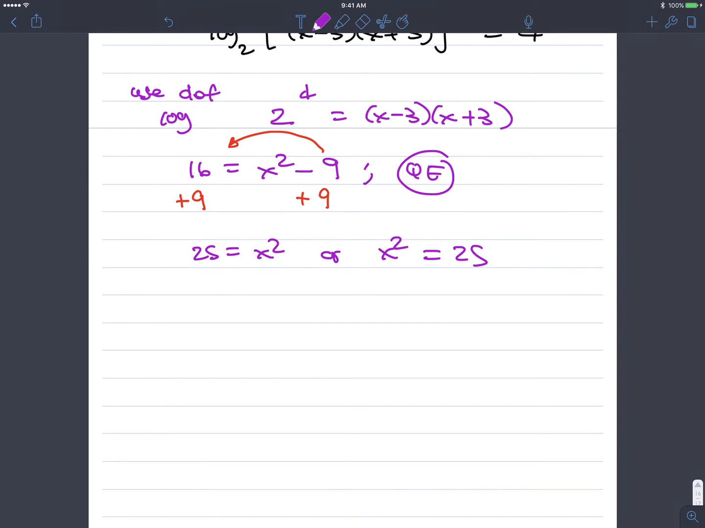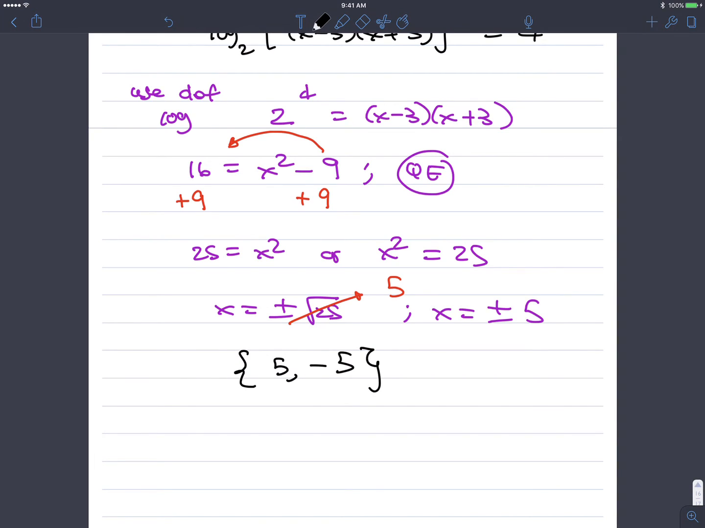Now here, this is kind of nice because I get to use the square root principle, meaning x is going to be plus or minus square root of 25. And I know that the square root of 25 is the value 5, so x will be plus or minus 5. So I'm going to write this as a solution set here, or use solution set notation, that is.